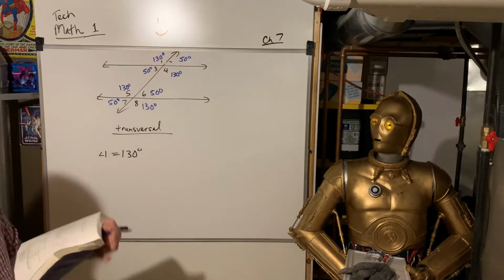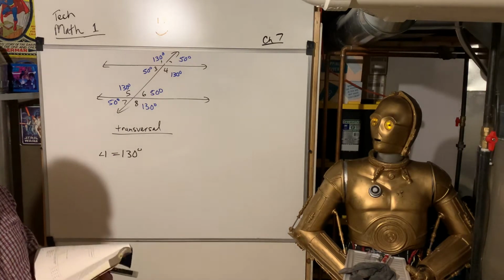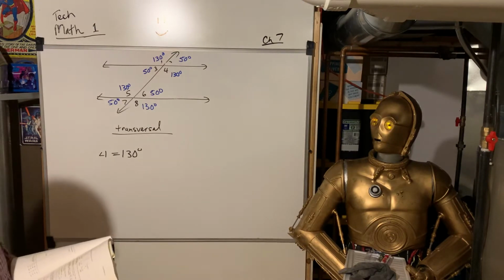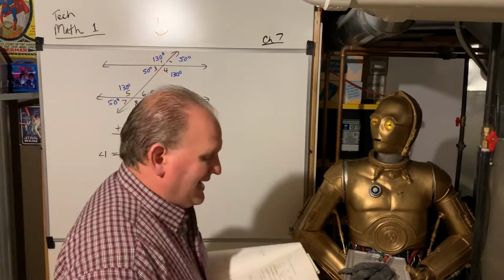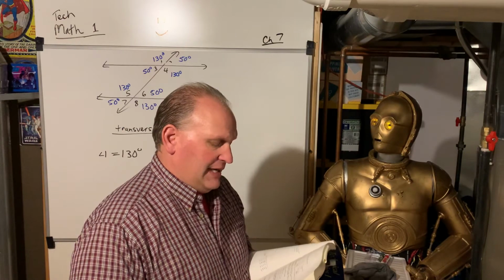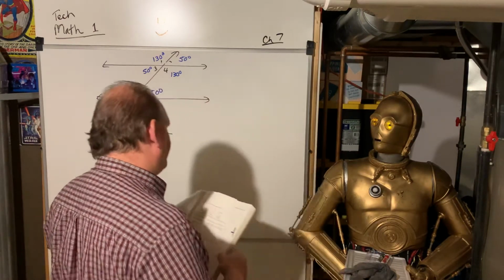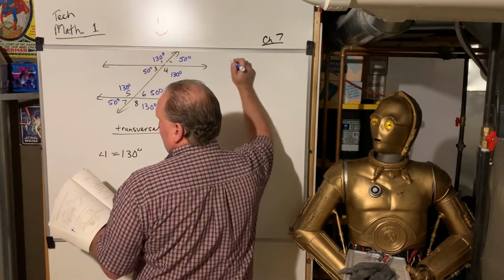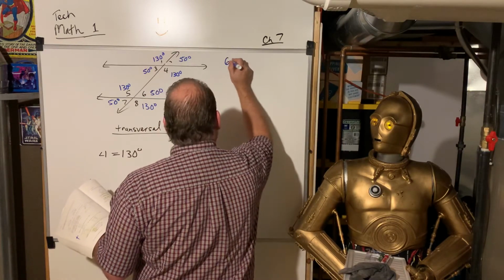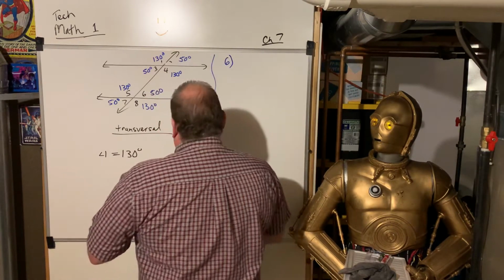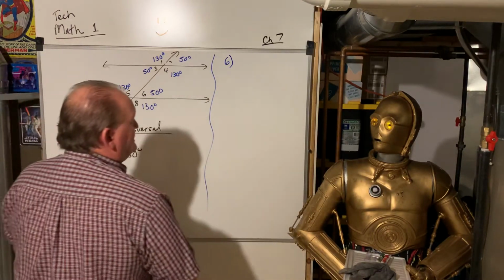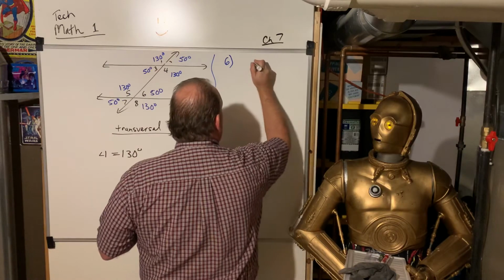Okay. Let's take a look at number 6. 3 types of triangles. We've got equilateral, we've got isosceles, and we've got a right triangle. So a couple of things. If it is equilateral, it's also equiangular.